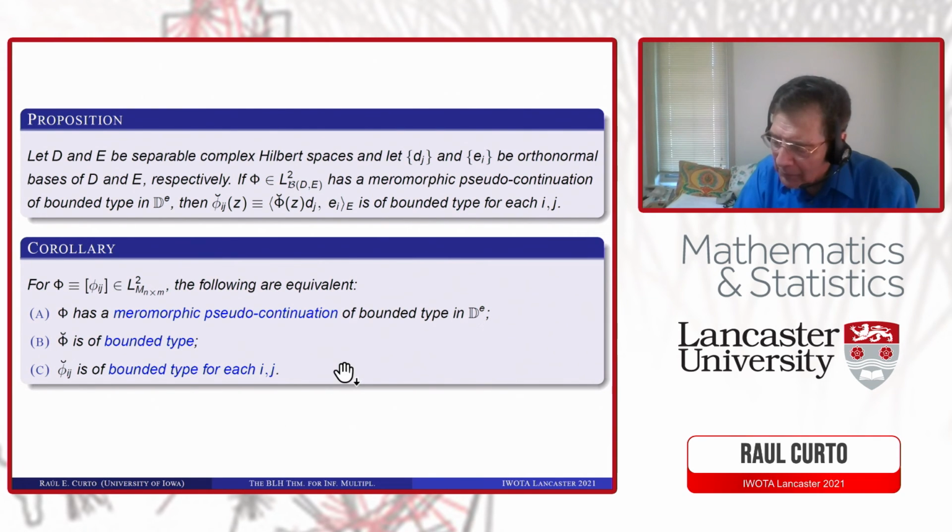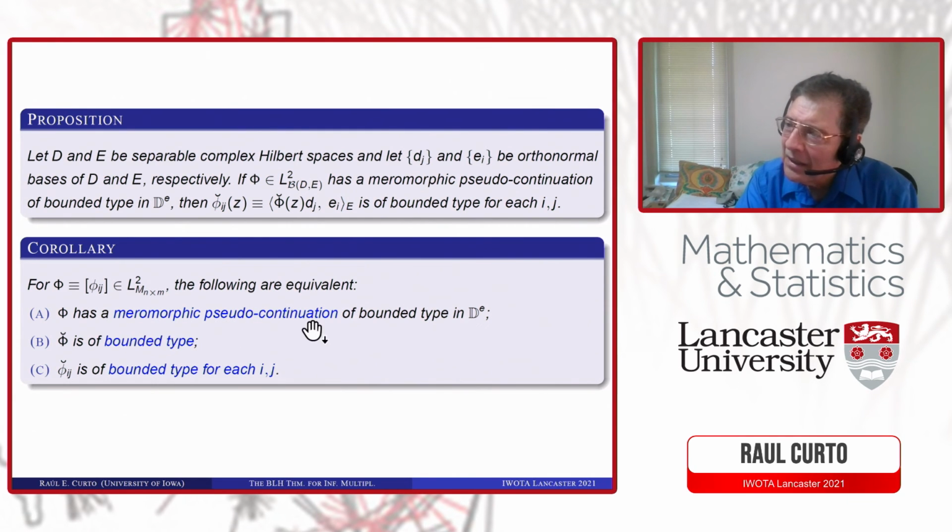This is highly desirable because this is the analog of what we wanted to say: that when you have a rational function, each entry in the matrix representation should be rational, which is not true in the case of infinite multiplicity. But this says that under the aegis of meromorphic pseudo-continuation of bounded type, then you do get it.